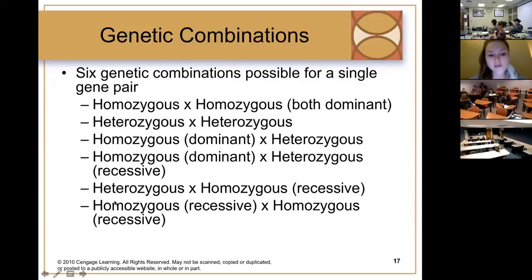I'm not going to read all of these because it's just going to sound a little bit overwhelming. But basically for each trait, the mom or the dad would be either homozygous or heterozygous. They would either have the same alleles or two different ones. And so there are lots of different ways that these genes can be combined.